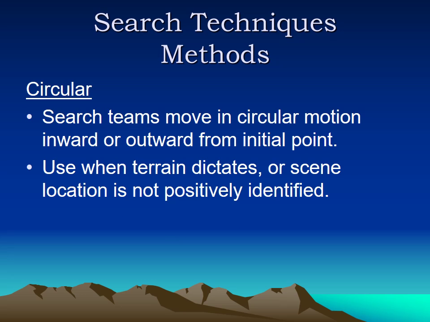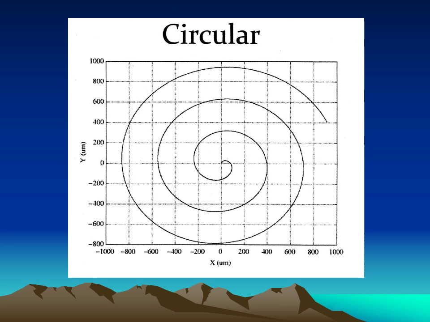Now let's consider methods that can be used to do a search. One is a circular method. For this method, the searchers move in a circular and spiral path either outward or inward from an initial point. The circular pattern might be used when the terrain dictates that you can safely and effectively perform this search, or when the area to be searched has not yet been positively identified. This diagram illustrates the circular pattern, where search teams are searching in a spiral pattern.